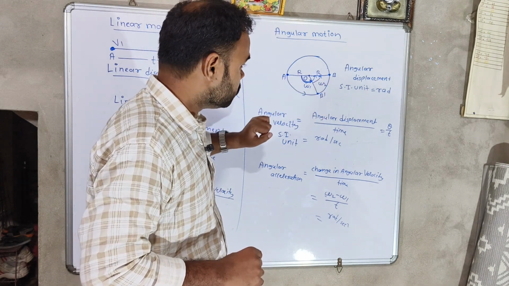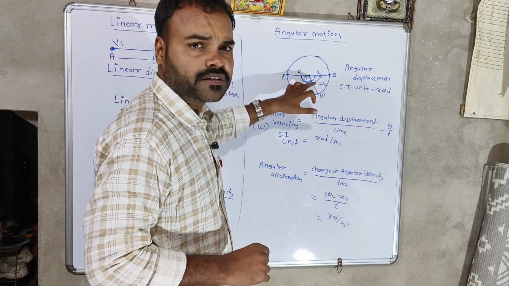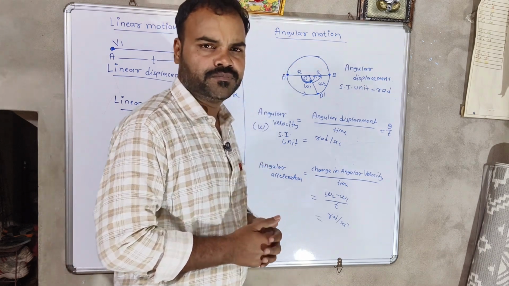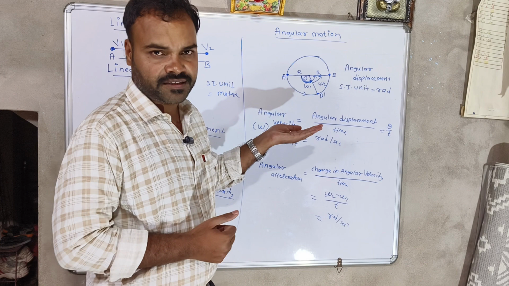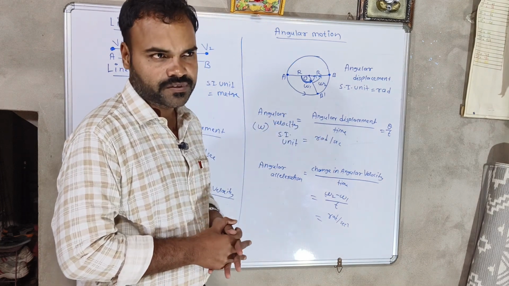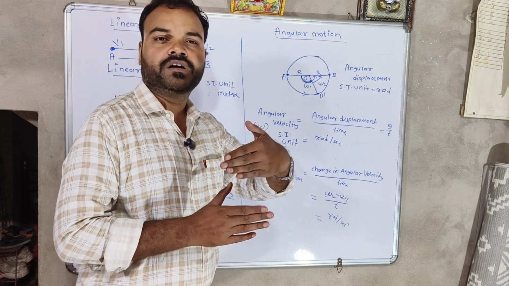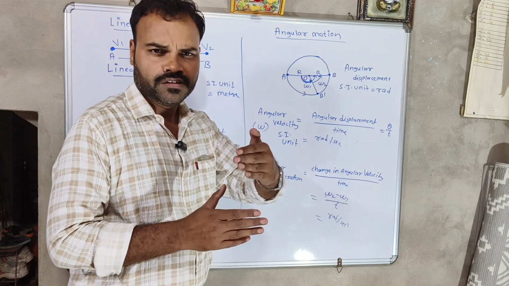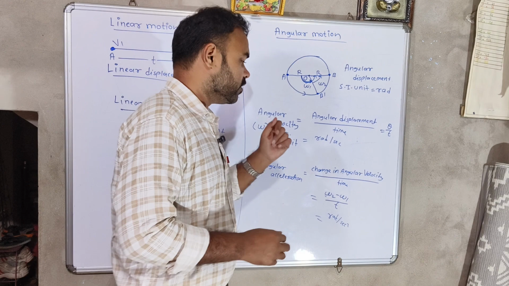And after some time it traces angle theta 2. Understand? So actually what happened here? First it traces the angle theta 1, then theta 2, which means it traces a particular angle. This particular angle traced upon time is angular velocity. It means the time taken by the particle to cover some path with respect to angle in a particular time. It is angular velocity.